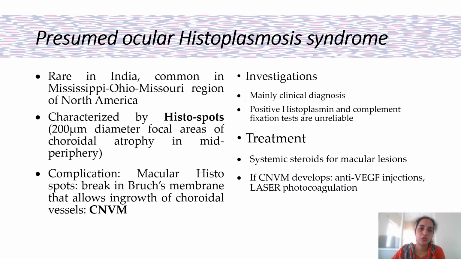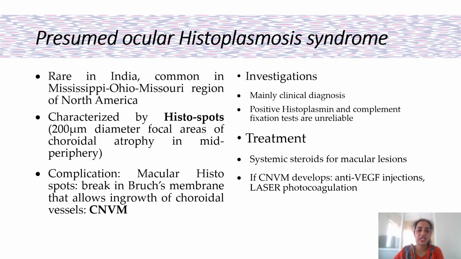So it's seen in North America in the Mississippi, Ohio, Missouri region, and the uveitis is characterized by histospots, which are around 200 microns, small focal areas of choroidal atrophy seen in the mid-periphery. Usually they are asymptomatic. The only problem is when these histospots appear in the macula.